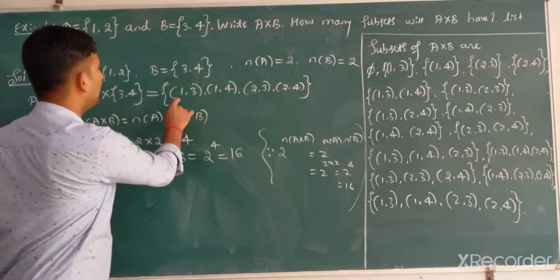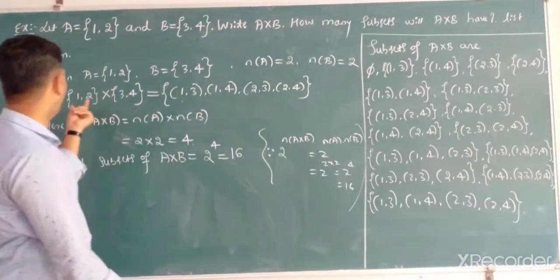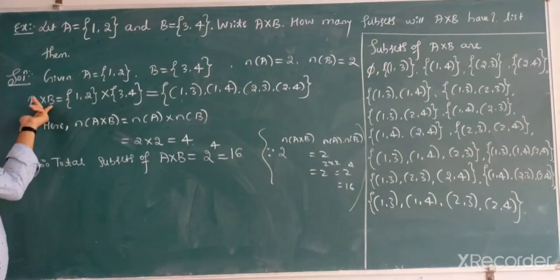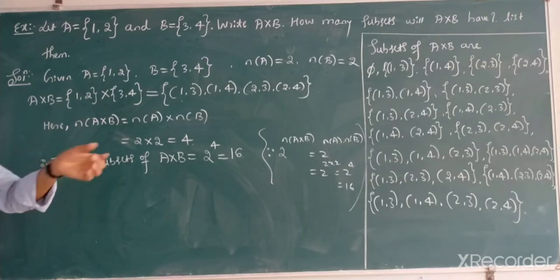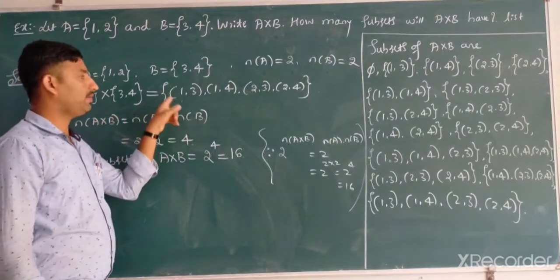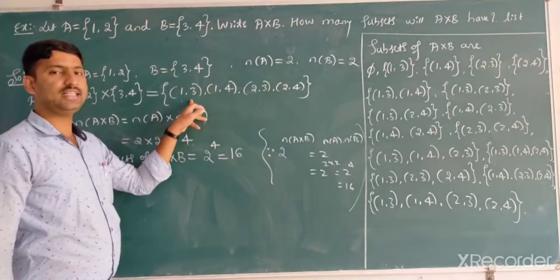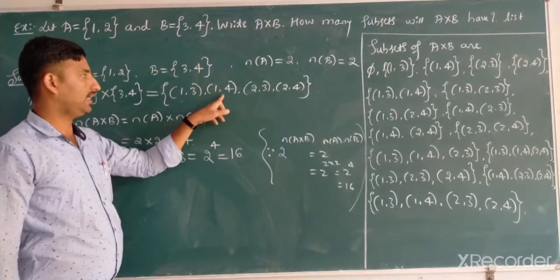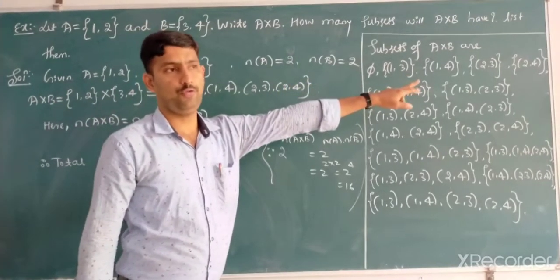Just observe: you don't consider A cross B as a double set. You consider or treat A cross B as a single set. Then what are the single set elements? The empty set is a subset of every set. After that, singletons {(1,3)}, {(1,4)}, {(2,3)}, {(2,4)}.